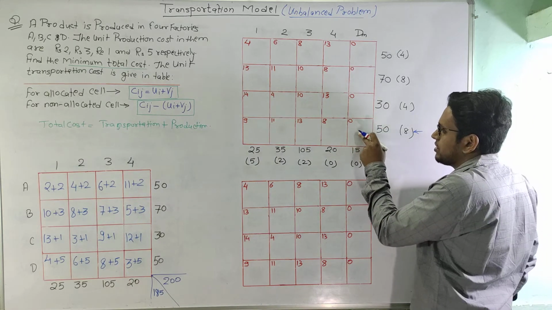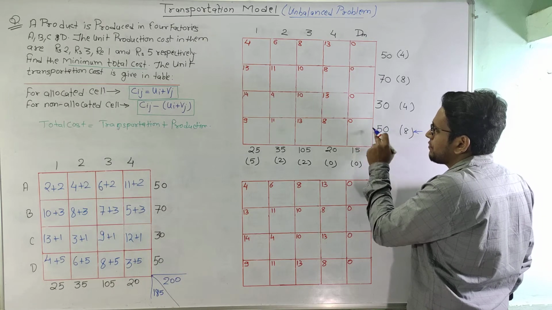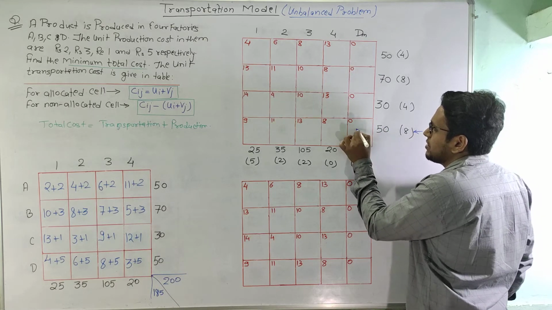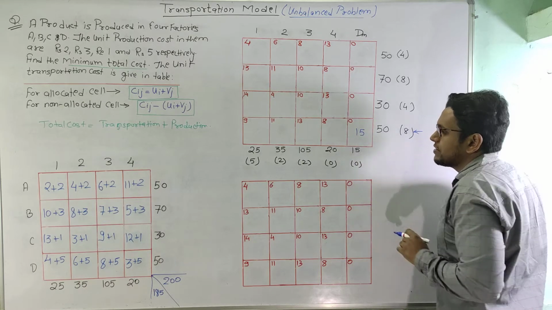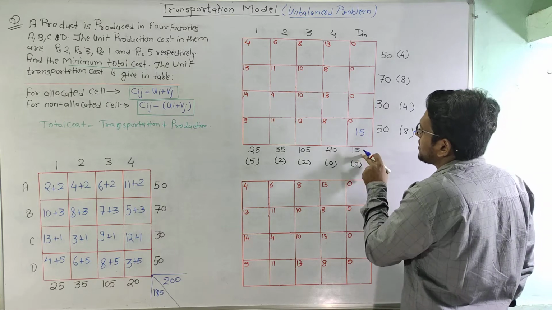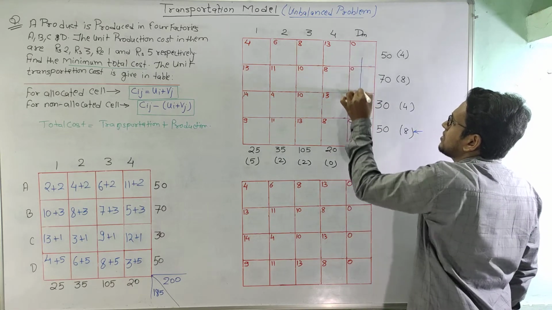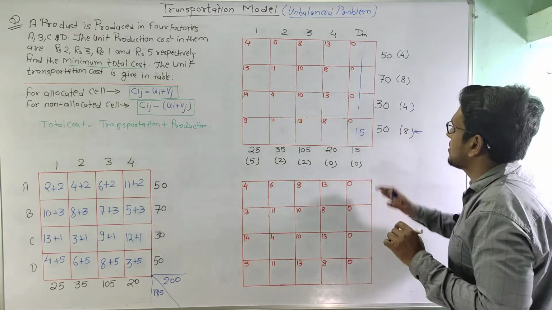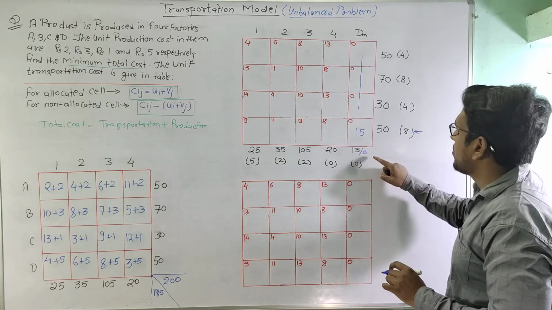and we will try to allocate as much as possible here. So this is 15, this is 50, so out of 50, 15 can be allocated here. So 15 is allocated. Similarly, once we have allocated 15 here, that means no allocation can be done in these cells. So this has been fulfilled and this is equal to 0 now.